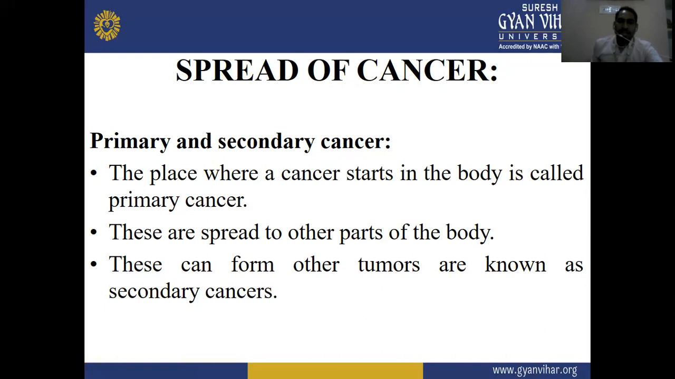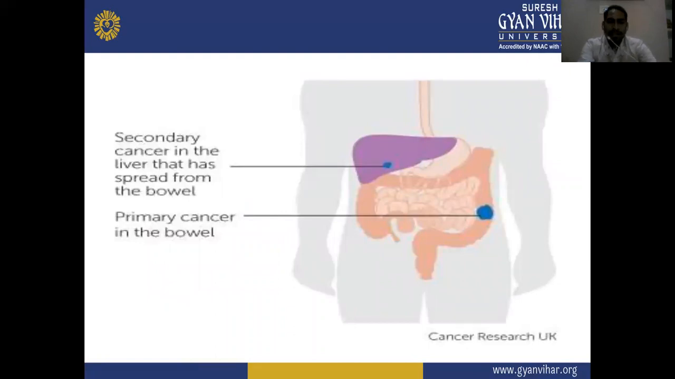First, cancer starts in the body and is called primary cancer, and after that, the primary cancer can travel to other parts of the body, which means secondary cancer. Next one is secondary cancer in the liver that has spread from the bowel. This figure shows cancer in the bowel, which is the primary cancer, and after that, it travels by the blood and causes secondary cancer in the liver that has spread from the bowel.